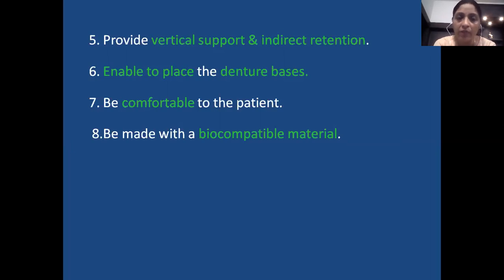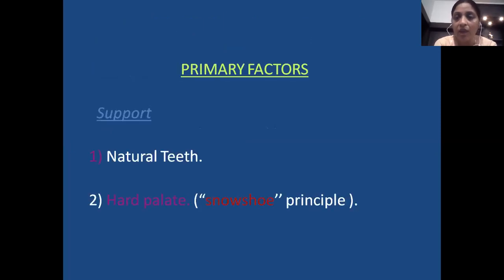It should be comfortable to the patient, and the major connector should always be made with a biocompatible material. That is, it should not be toxic, it should not be allergic to the biological tissues. Now, selection of the major connector. There are mainly two factors which help us to select the major connector. The first factor is support and the second factor is rigidity.